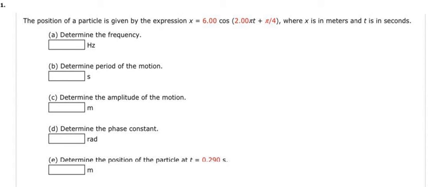Hello everybody, so today I will talk about physics. The topic today is about frequency and wavelength. So now I will show you the answer.